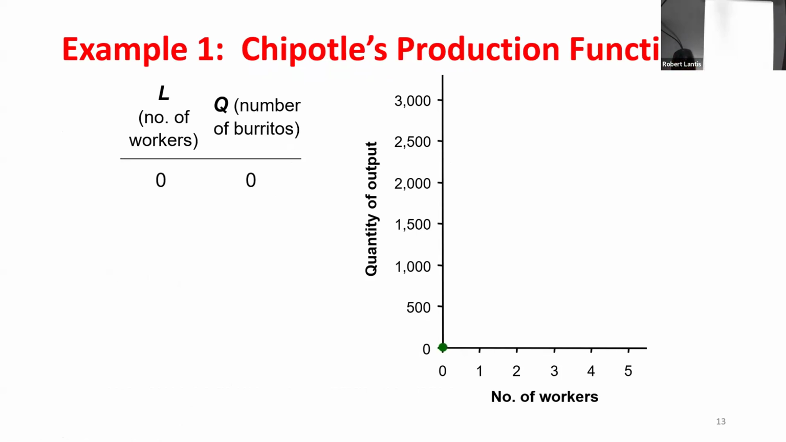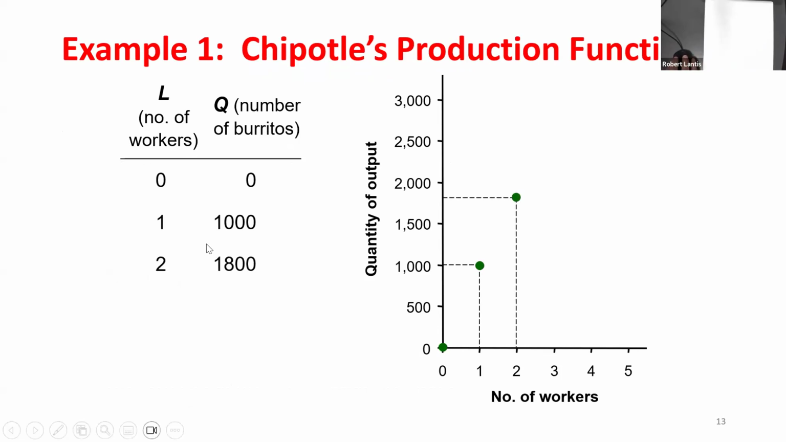Right, so if I have 0 workers, I can't sell any burritos. There's nobody working at my store. The first worker, okay, well, they're taking the order, going down the line, adding whatever meat and rice you want, wrapping it up, going to the register, ringing you up, taking your credit card. They're doing everything, right? So maybe I can get 1,000 burritos.